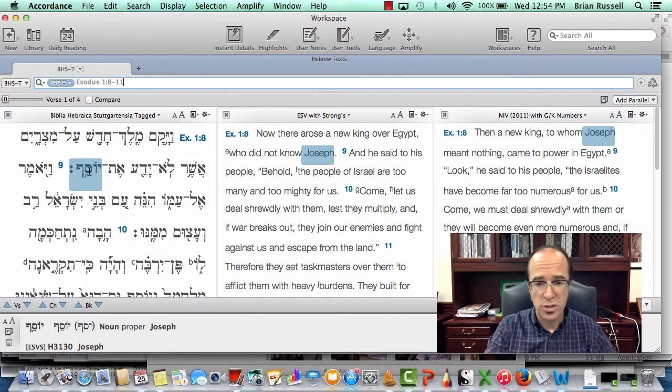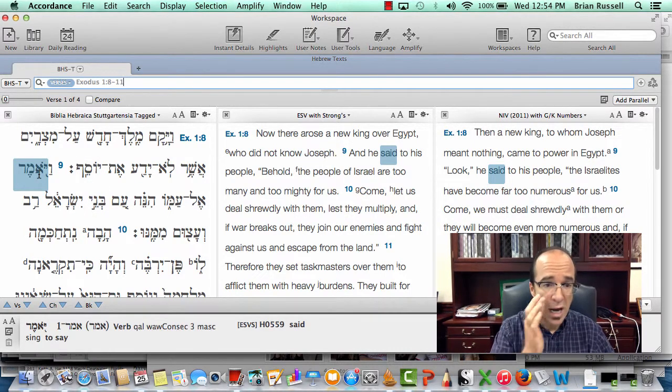I do want to show you just a couple things out of verse 9. Again, the first word in verse 9 is vayomer, one of the most common vav consecutive imperfects or past narratives that you're going to see in the scriptures. And he said. Again, this is sequential in this case. It's just carrying on directly from verse 8.